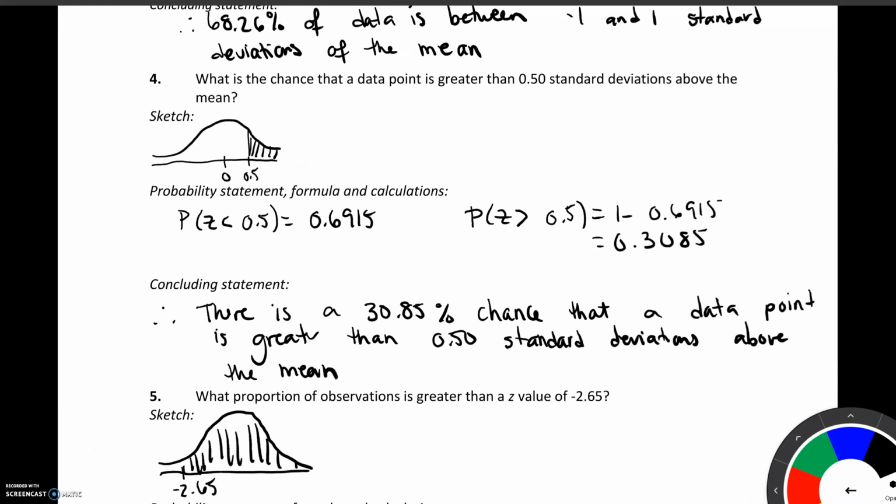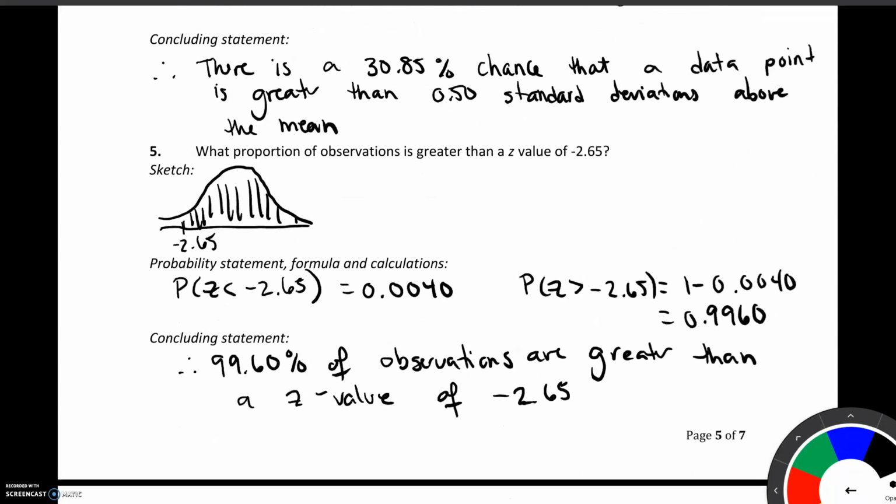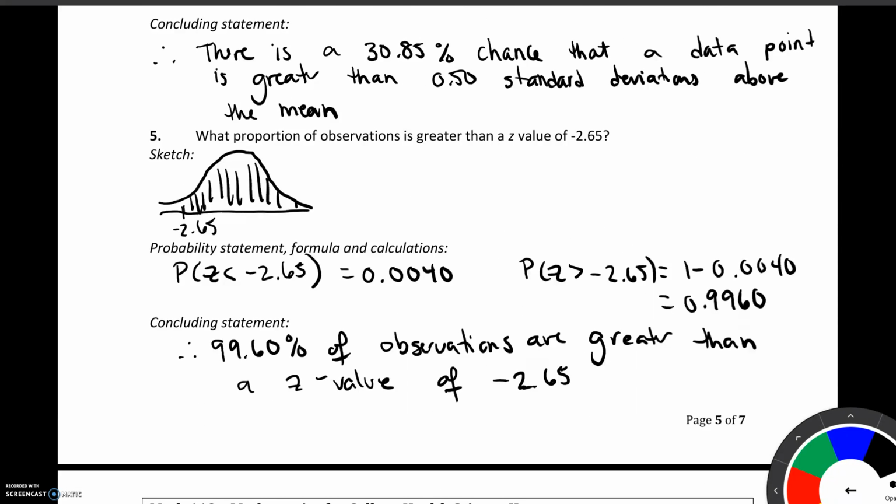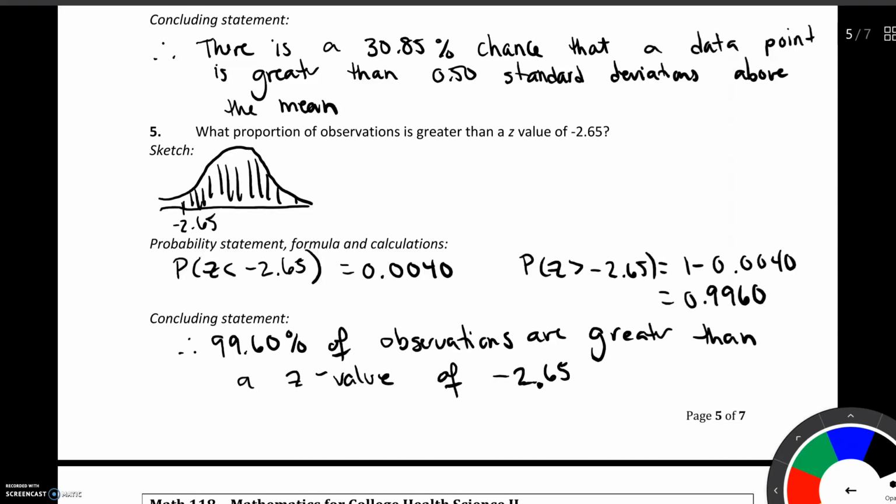For question 4, you should find that there's a 30.85% chance that a data point is greater than 0.5 standard deviations above the mean. And for question 5, you should find that 99.60% of observations are greater than a Z value of -2.65. Be sure to try the homework before next class.